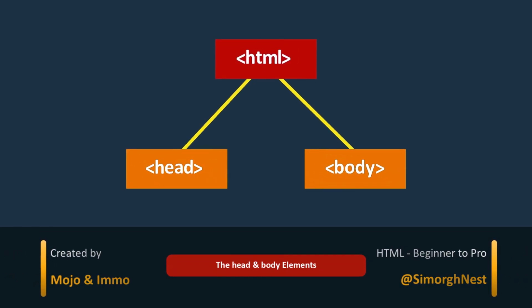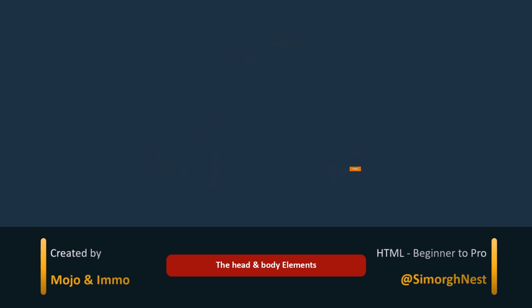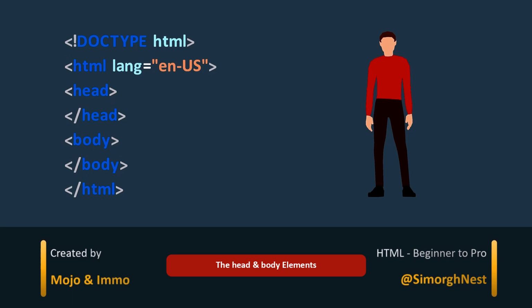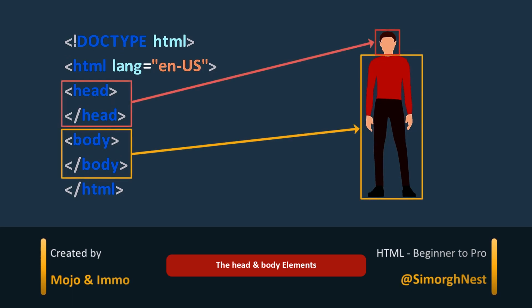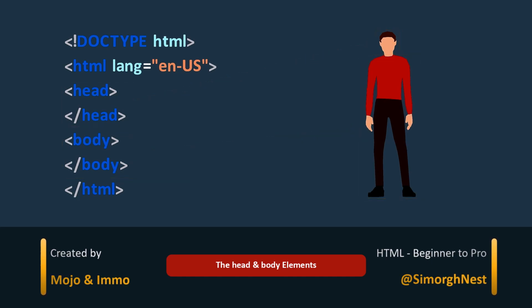The HTML element consists of two essential parts, head and body. Think of HTML anatomy like human anatomy. The head in HTML documents is positioned above the body. While we can easily see the physical attributes of a person's body, we cannot see what is going on inside their head.